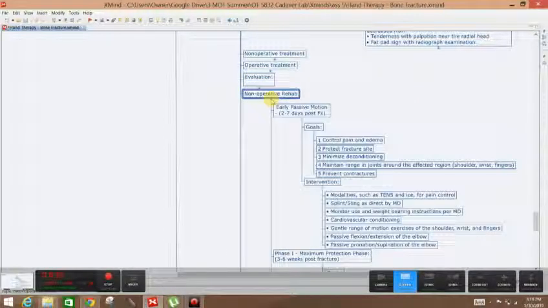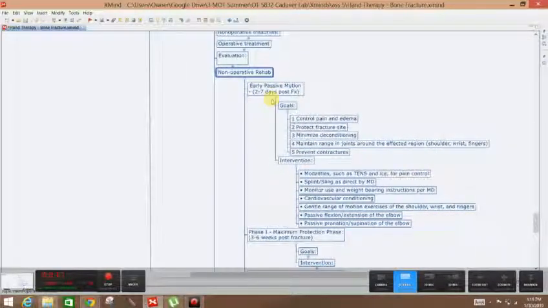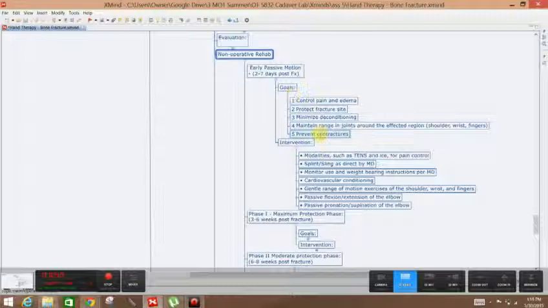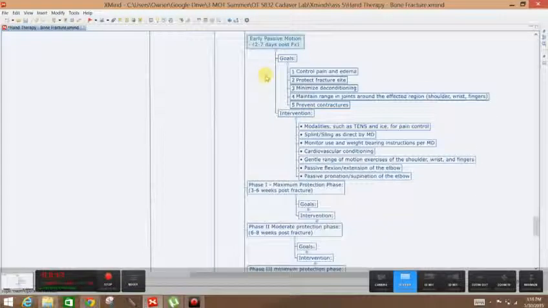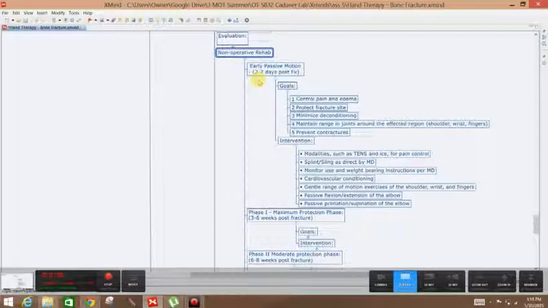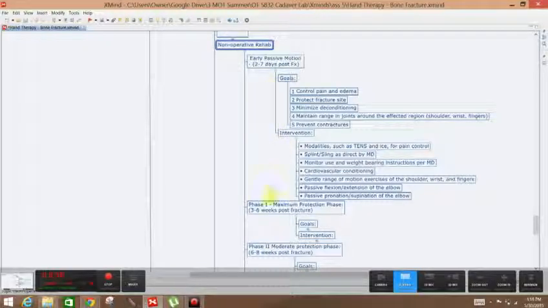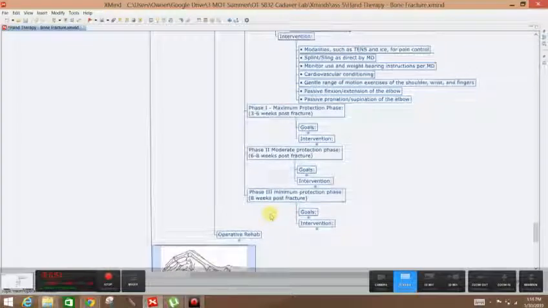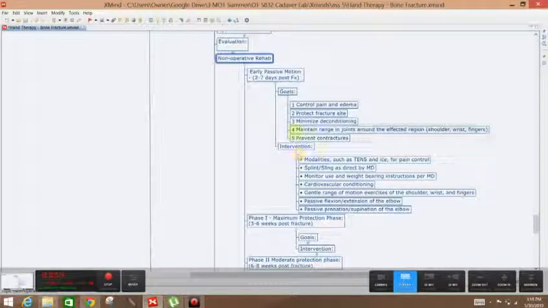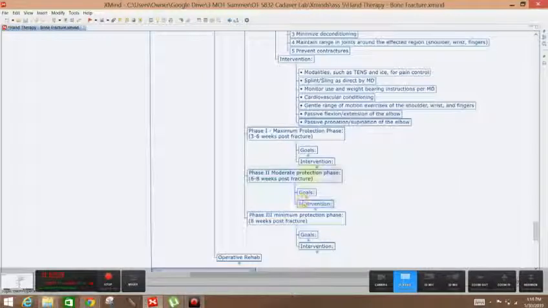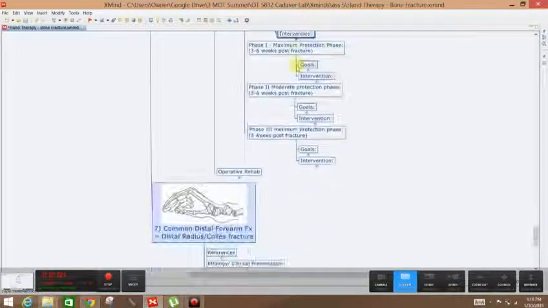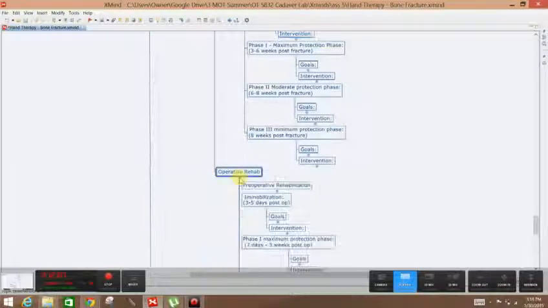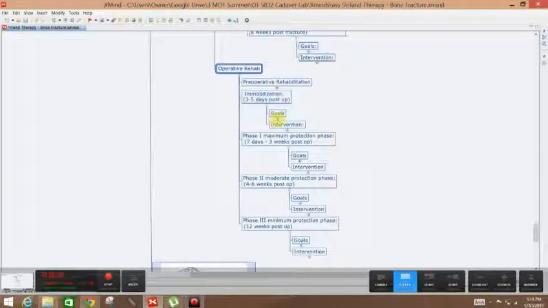Non-operative rehab, I have protocols that I made for each one of these. I put together goals for the different phases of the rehab process. The early phase for this one has about 4 phases, and each one of them has goals of that phase and the interventions used during that phase. I'm not going to go into that in the video, but those can be looked at later. And then I also have an operative rehab protocol that has all the same things and the time periods.